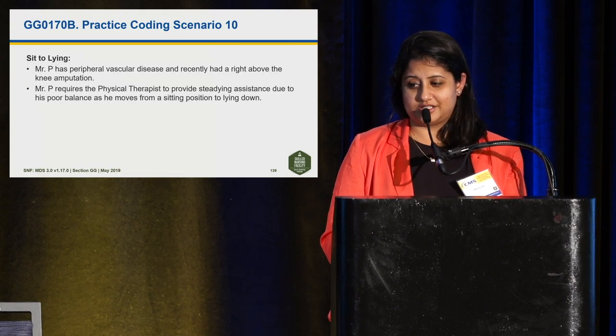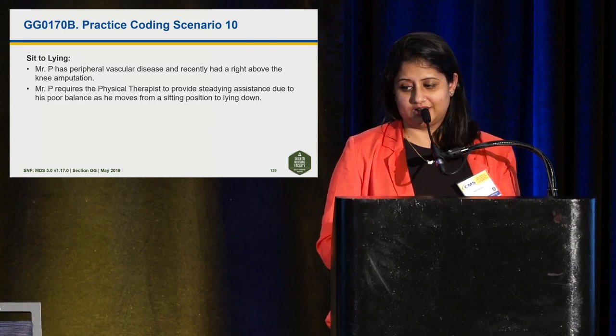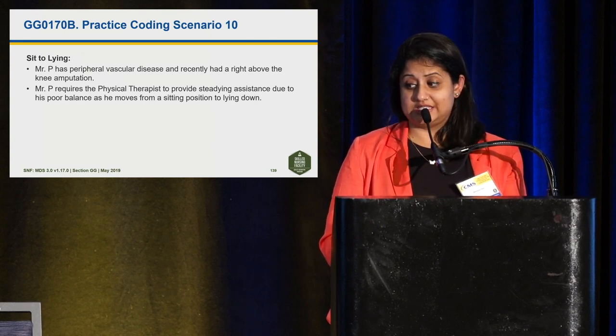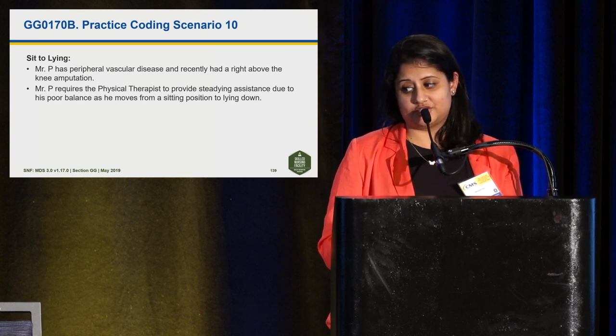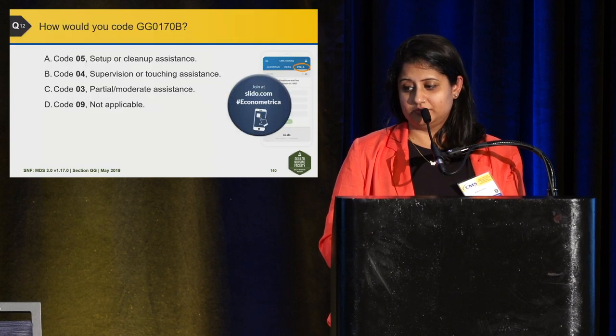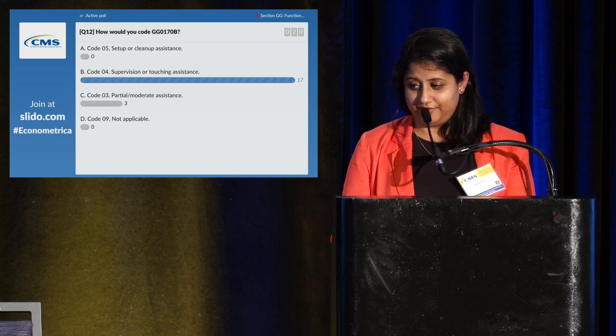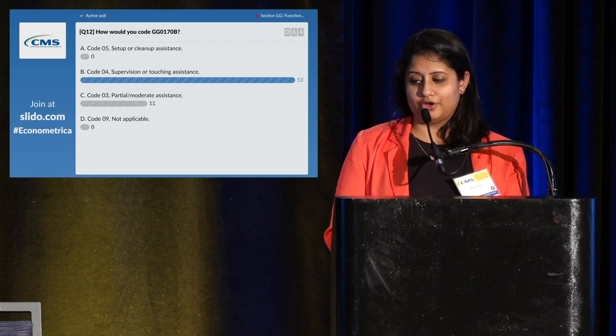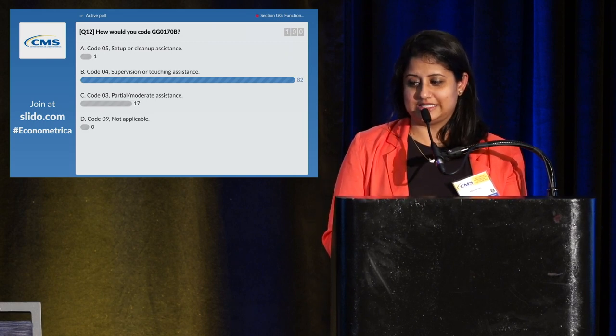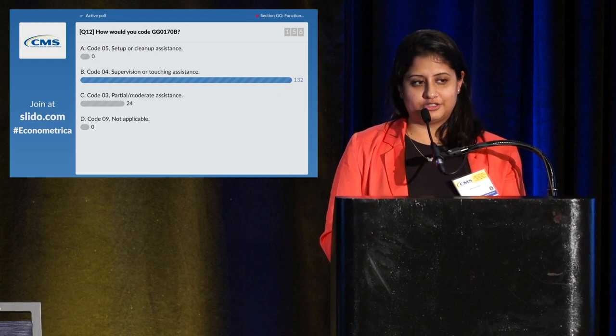And here's our practice coding scenario for GG0170B, sit to lying. Mr. P has peripheral vascular disease and recently had a right above the knee amputation. Mr. P requires the physical therapist to provide steadying assistance due to his poor balance as he moves from a sitting position to lying down. How would you code GG0170B? Again, Slido opportunity. Your answer choices are A, 05, setup or cleanup assistance, B, 04, supervision or touching assistance, C, 03, partial or moderate assistance, or D, 09, not applicable.